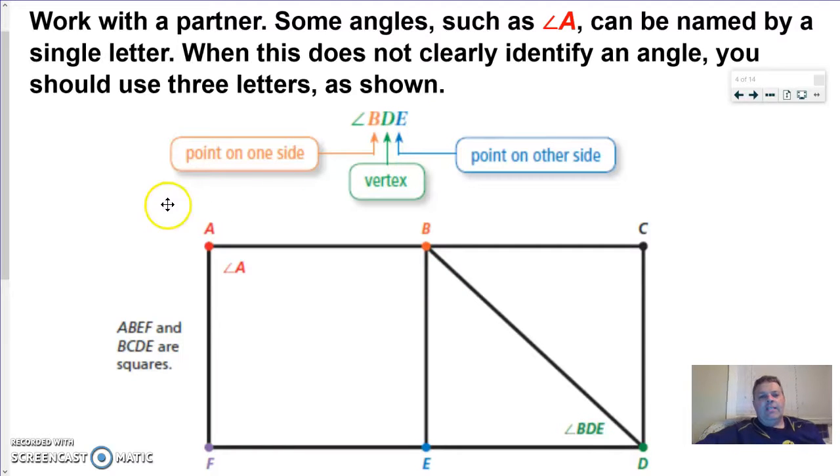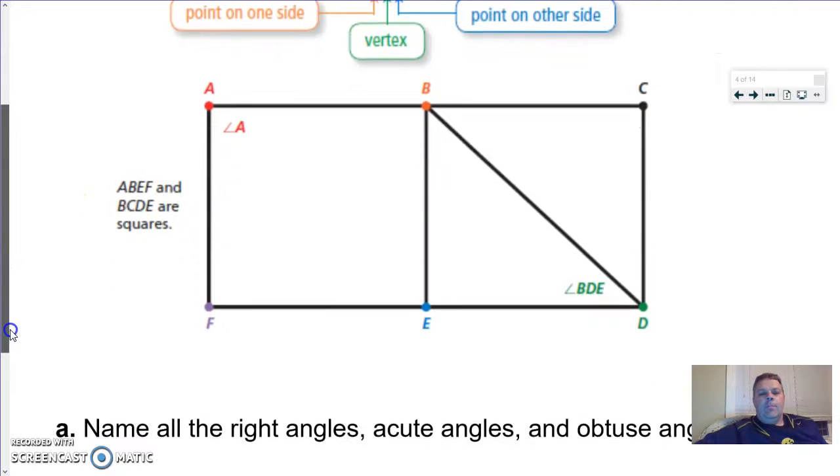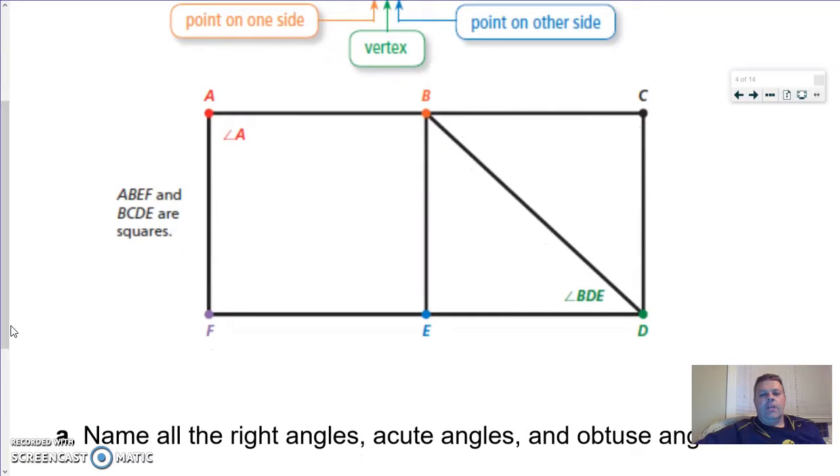So see if you can identify some of the letters in that angle. Try to name all right angles, all acute angles, and also all obtuse angles. Please pause the video while students try to do that, and go ahead and come back and we will have answers. Right angles. We can say it as angle A. We can say it as angle F. Another one that we can say is angle C. Those are all the ones that we can do by one letter.